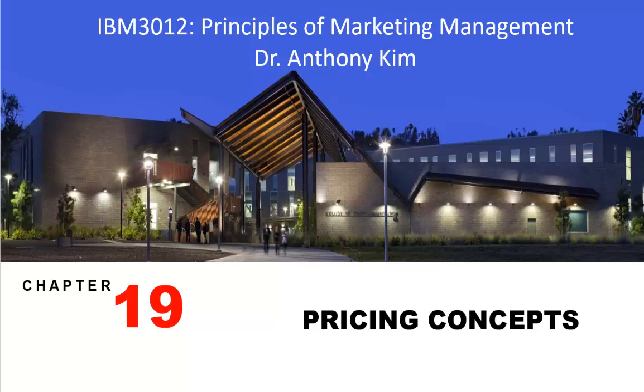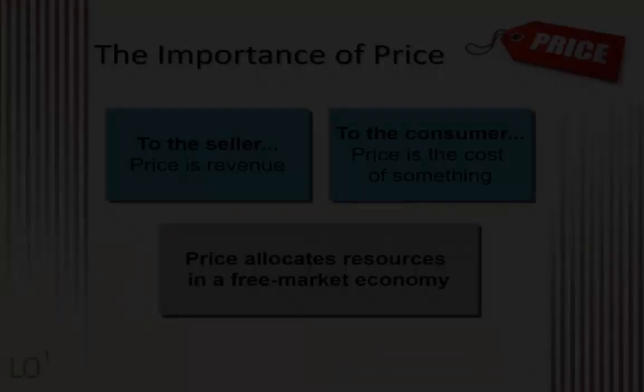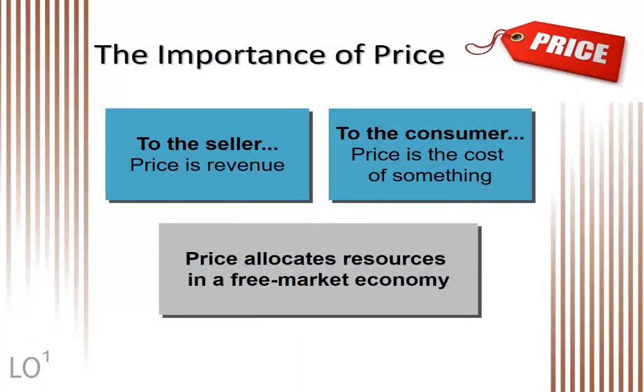In Chapter 19 and Chapter 20 for the older edition of the textbook, we're going to learn about pricing concepts. Price means one thing to the consumer and another to the seller. To the seller, price is the source of profit and revenue, and to the customer, the price is the cost of something. Marketing managers find the task of setting price a challenge.